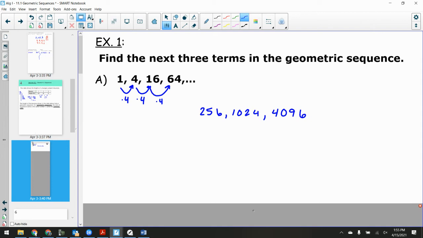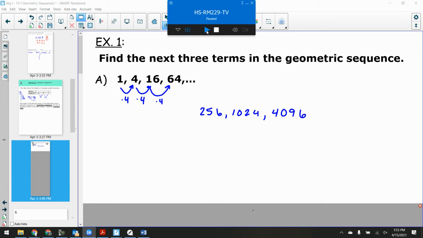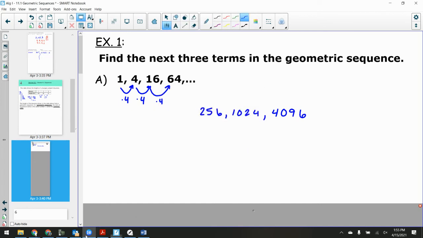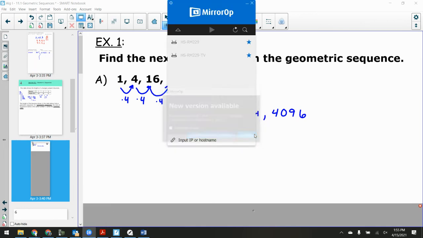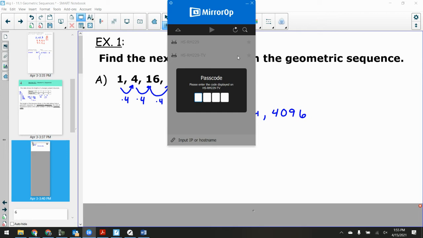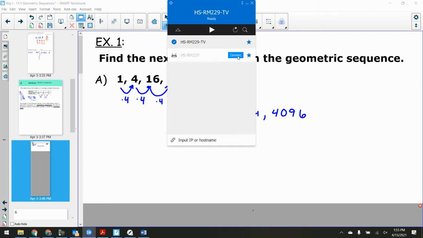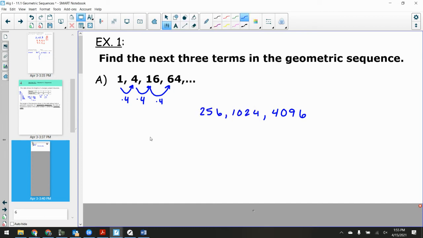Hold on. Everybody watch along at home. My board went out. Maybe I'll try to close and reopen. There we go. Okay. What's the numbers on there? There's 4. There we go. Good.